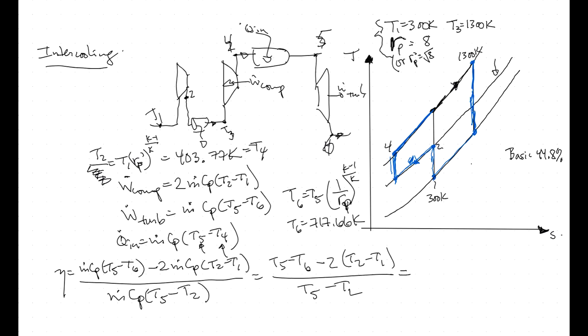So intercooling only. I put all the temperatures in, and we get 41.82%. Ooh, bad. So here I'm going to write it in blue: intercool, worse than the basic, so 41.8%. So we've lost 3 percentage points of efficiency. Not cool. Okay. Here we'll do reheat.